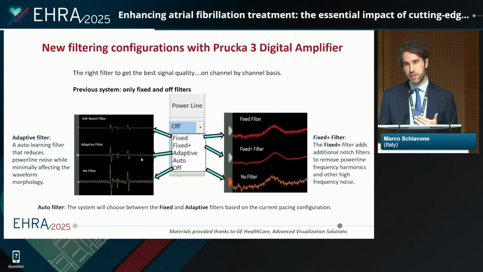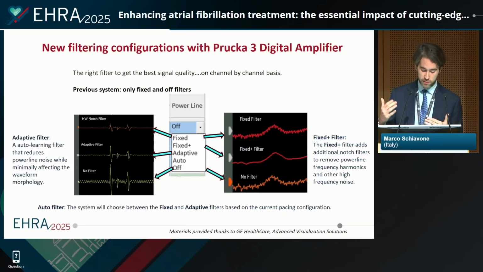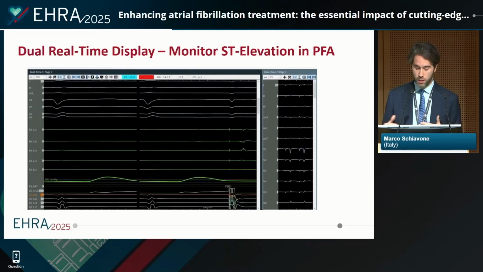While the fixed plus filter, I think, is the best filter to avoid the underlying noise, let's say, because it has additional notch filters to remove power line frequency harmonics and other high frequency noise. Whenever you have some channels, for example on the ablation catheter, that are disturbed by the external noise, you may actually use the fixed plus filter. The auto filter is a compromise between those two because the system will choose between the fixed and adaptive filters based on the pacing configuration that you employ.